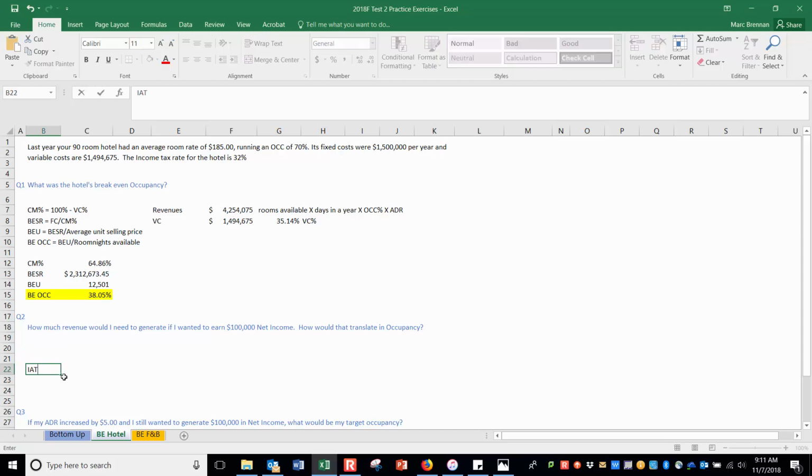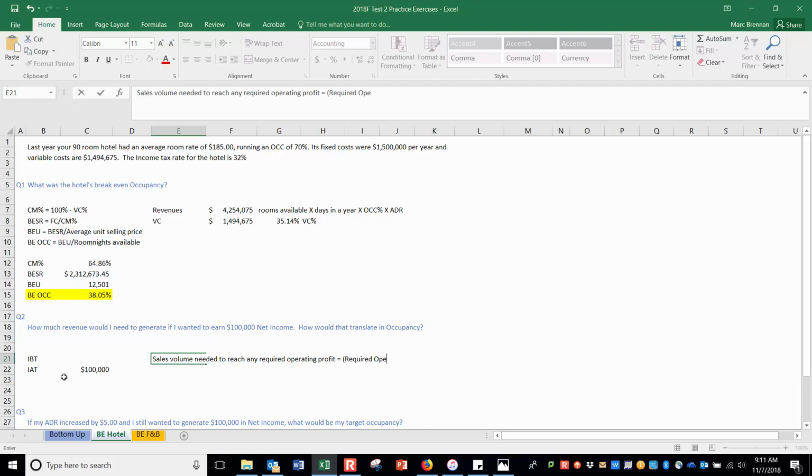Okay, so income after tax goal is what here? We're saying that we want to achieve $100,000 of income after tax. Now, if you remember, in order to calculate the sales volume you need to reach any required operating profit, I need to go required operating profit plus fixed costs, and whatever the answer to that is, I need to divide it by contribution margin percentage.